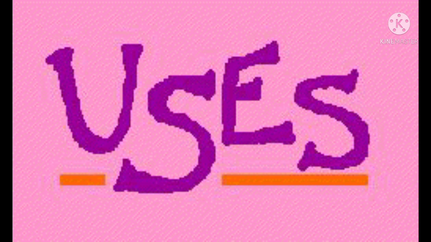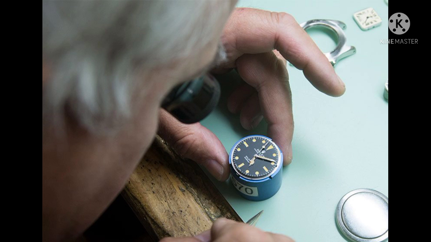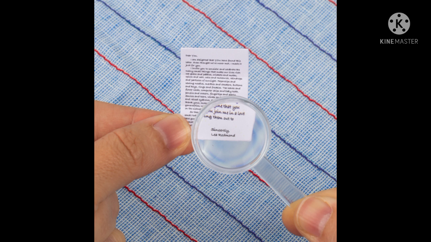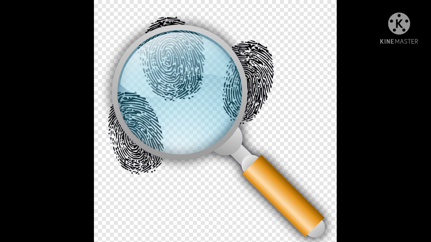Now, let's look at the uses of the simple microscope. Simple microscopes are used by watch repairers and jewelers. It is also used to read small letters clearly, to observe parts of flowers, insects, etc., and to observe fingerprints in the field of forensic science.